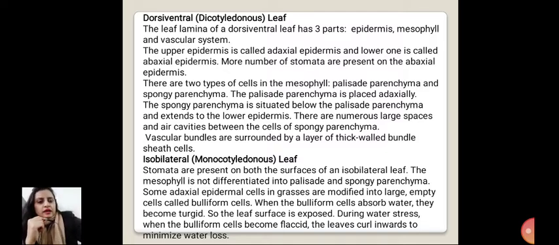And the difference between dicot and monocot leaf is that stomata are present on both surfaces of an isobilateral or monocot leaf. The mesophyll is not differentiated into palisade and spongy parenchyma. Some adaxial epidermis cells in grasses are modified into large empty cells called bulliform cells. When the bulliform cells absorb water, they become turgid, so the leaf surface is exposed. During water stress, when the bulliform cells become flaccid, the leaves curl inward to minimize water loss.